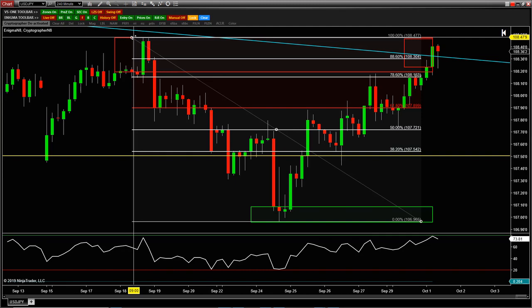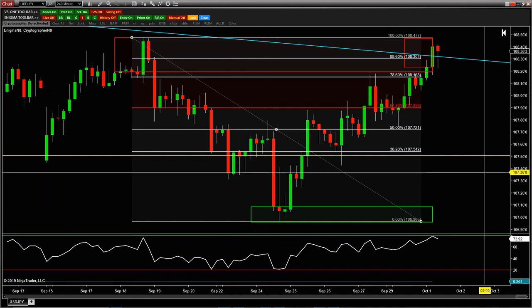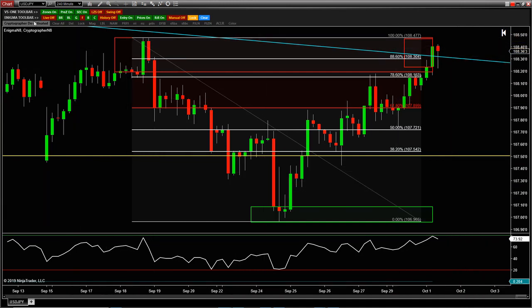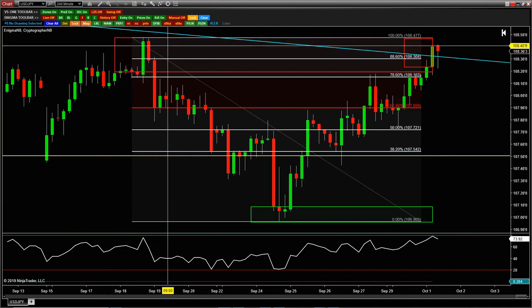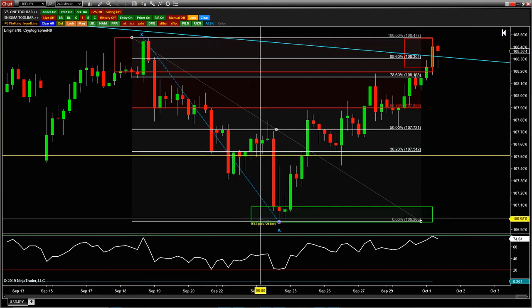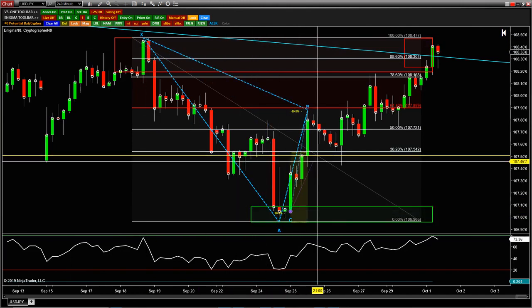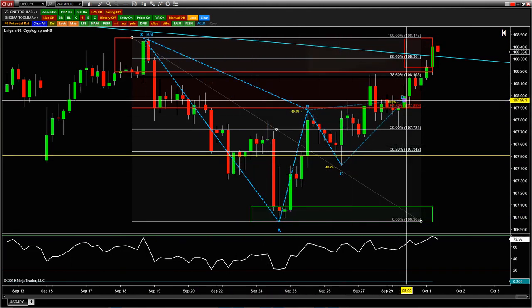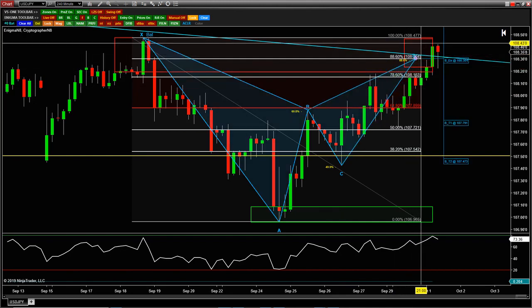No, I don't have it as a bear bat, so I'm not entering as that. But I can draw out the bear bat you're looking at. Correct me if I'm wrong. Looking at X to A to B, B to C, C to D. Let me know if I'm right. Yep, no problem.